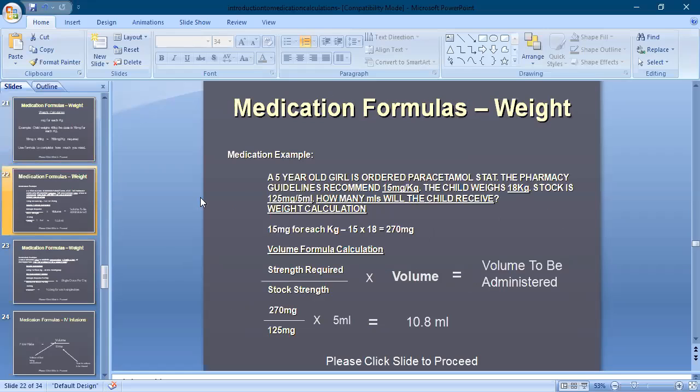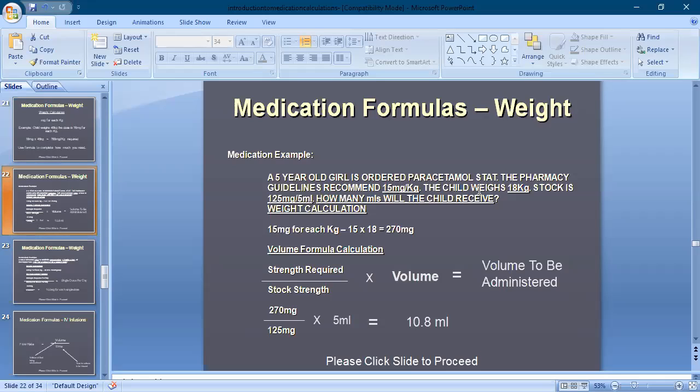And now the next example. A 5-year-old girl is ordered paracetamol. The pharmacy guideline recommends 15 milligrams per kg. So again, it is the same meaning, but expressed in a different way. When we do the practice, we can read the examiner's mind.